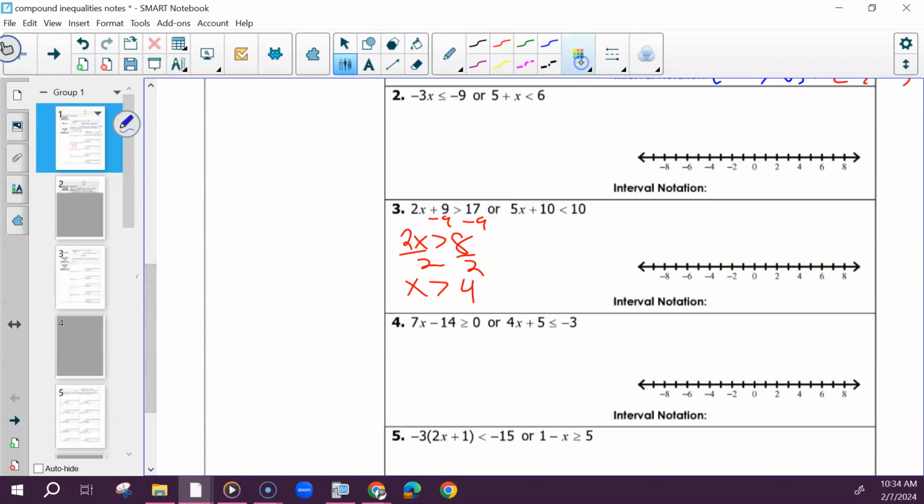For the other one, subtract 10. So we have 5x is less than 0. Keep going. Divide both sides by 5. So x is less than 0.